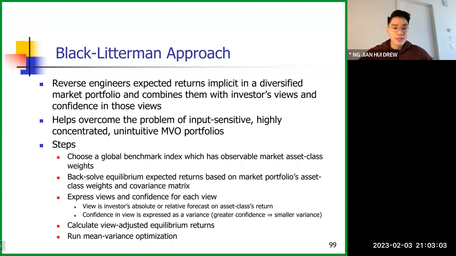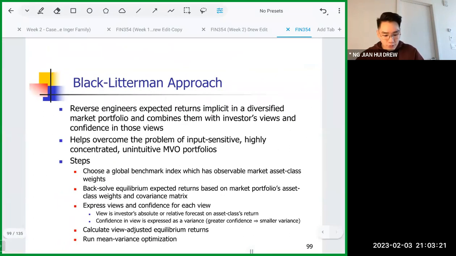So let's continue on this Black-Litterman approach. Basically, what we do is a type of mean variance frontier approach or optimization. The main difference is now we need to reverse engineer the returns for the diversified portfolio, based on the IPS or your investor's point of view. So these are just some steps to do it. I believe you need not do it.